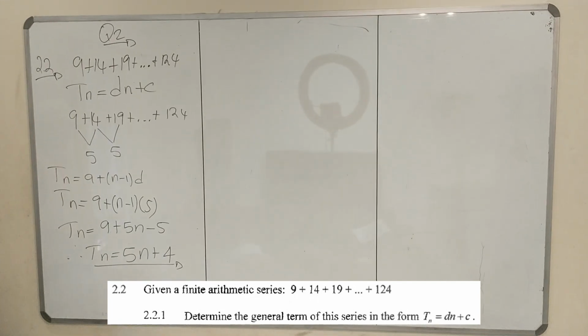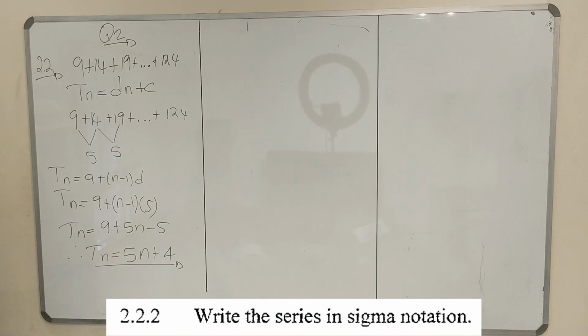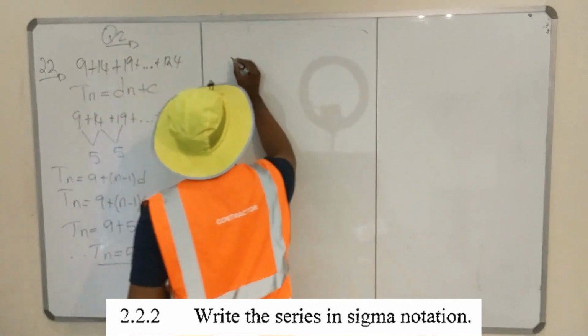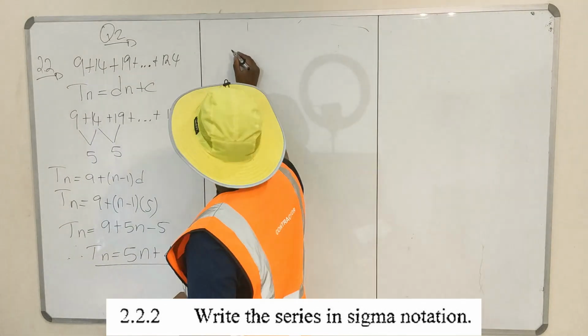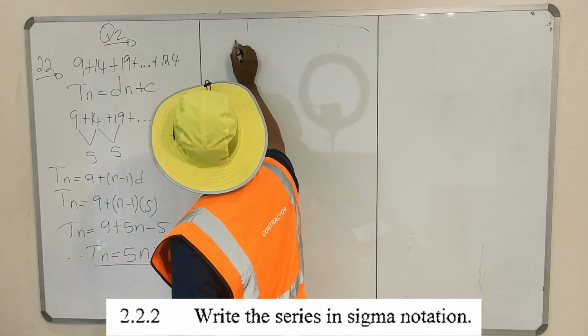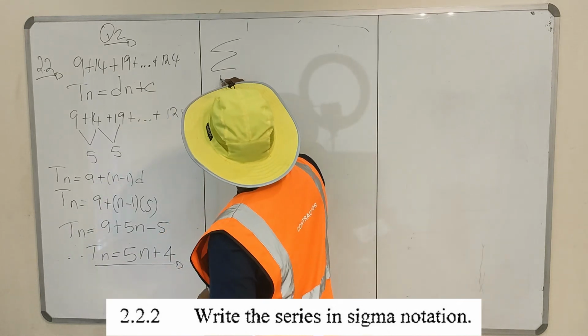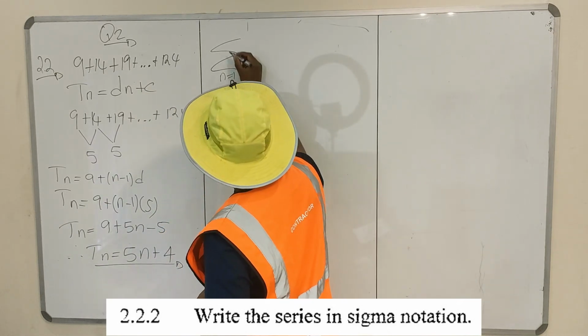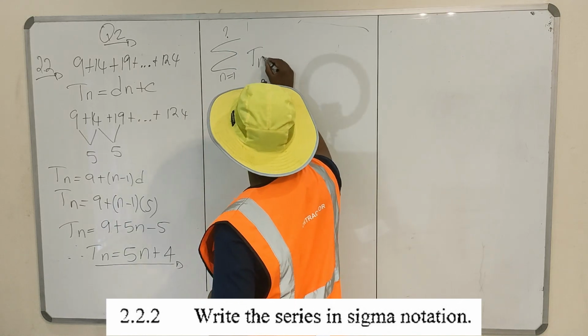Are you happy? We wrote it in that form. Here it is, the series in sigma notation. If something is written in sigma notation, it should be written in this form. Where is it starting? Starting at 1. Where is it ending? And this is your Tn.